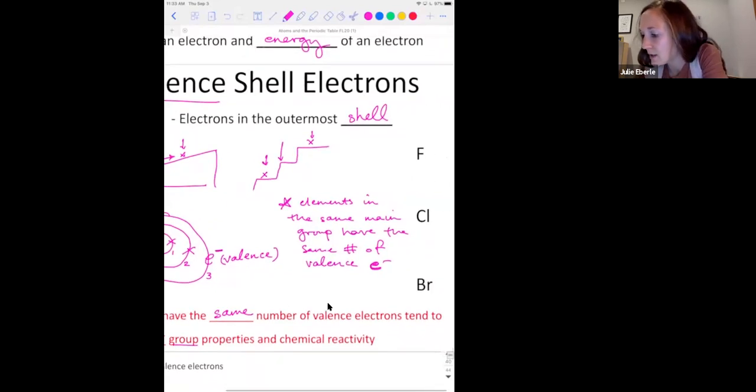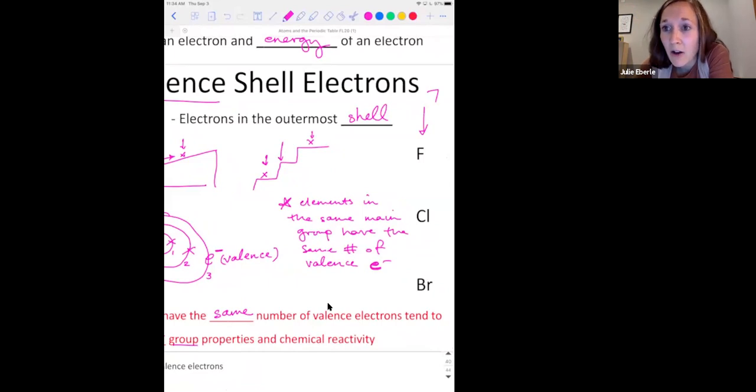So that's why I put these elements right here. Fluorine, chlorine, bromine. What do you know about these? They're all in main group 7. So they all have the same number of valence electrons. Any element that's in the same vertical column, remember that's what we call a group, has the same number of valence electrons, and they're going to behave similarly.